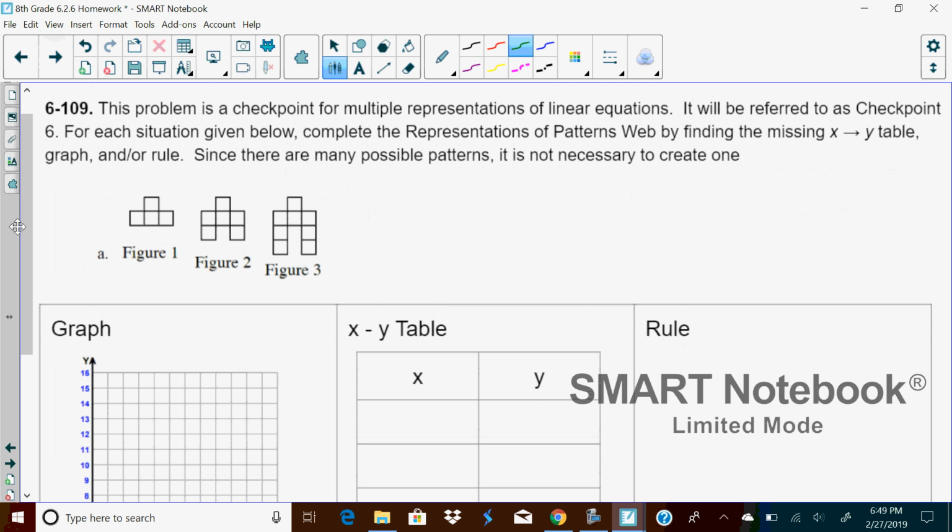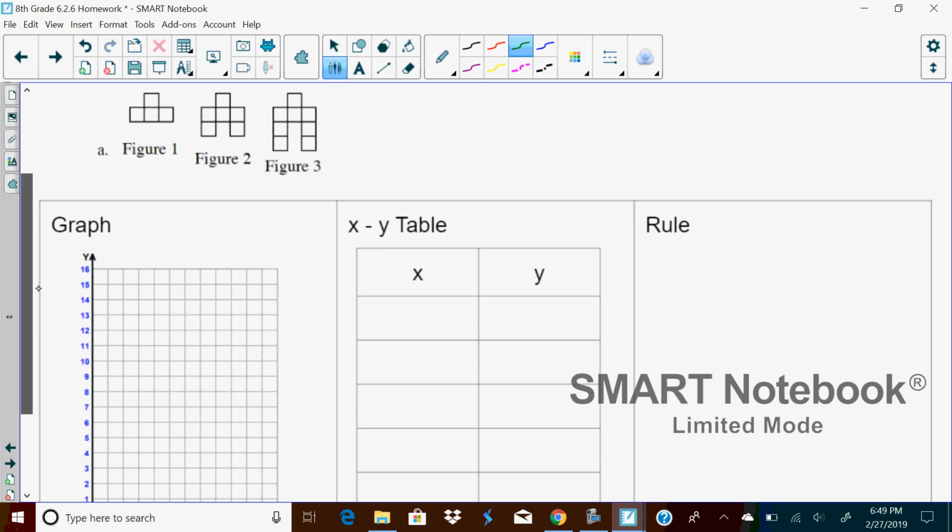109, this problem is a checkpoint for multiple representations of linear equations. So you need to make sure to know how to do this for the test. So there are 4 of them. The first one says create a graph, a table, and a rule.